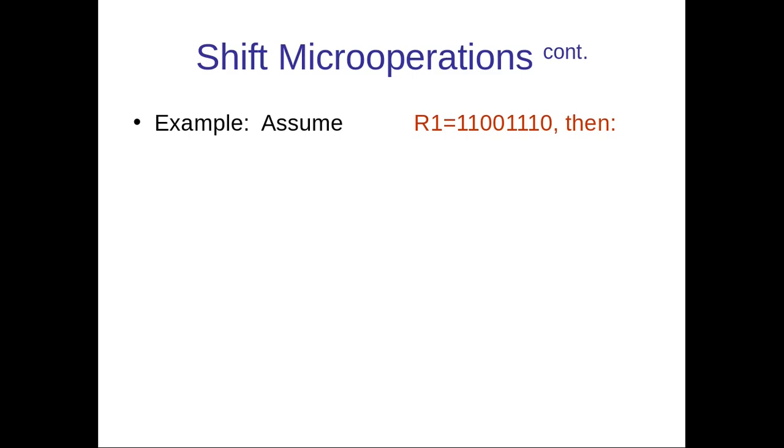Then consider a shift micro operation example. The content of R1 is 11001100. After arithmetic shift right by 1, this will become 11100110. Arithmetic shift right by twice, this will become 11110011.